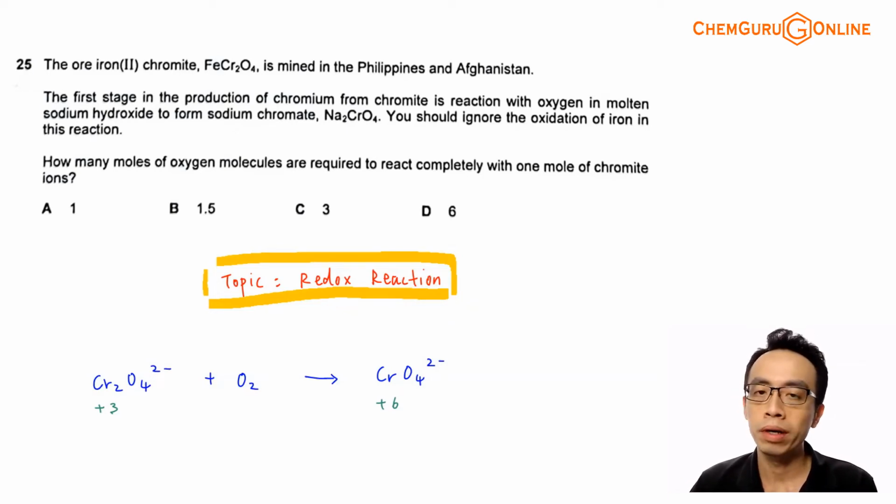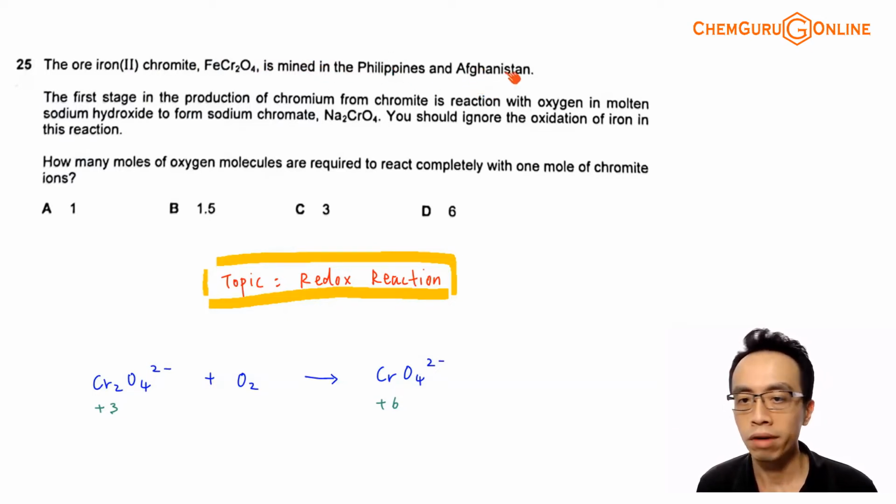Now in this video, we want to discuss the suggested solution for 2021 A-Levels H2 Chemistry Paper 1 question 25. Now question 25, the ore iron 2 chromite, FeCr2O4, is mined in the Philippines and Afghanistan.